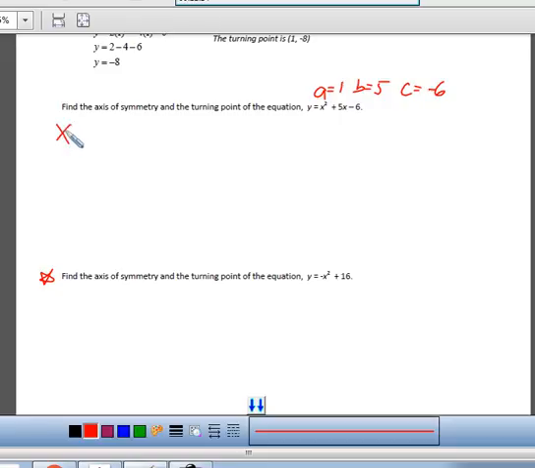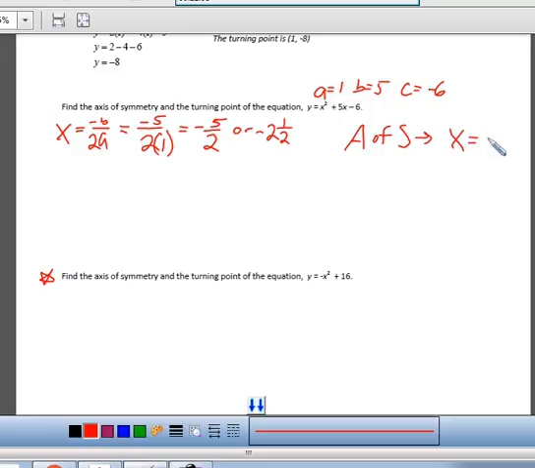Okay, so x is equal to the opposite of b over 2a. Well, b is 5. I have negative 5 over 2 times, well, a is 1. So what is negative 5 over 2? You can do negative 5 over 2 or negative 2.5. Either way, doesn't matter. But there's our axis of symmetry. The axis of symmetry is x equals, I'm going to do the negative 5 over 2. So there's one of our answers.